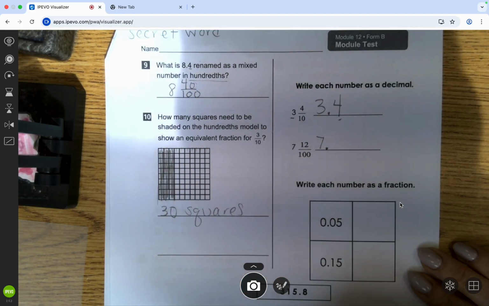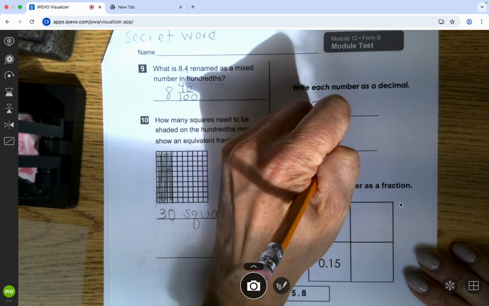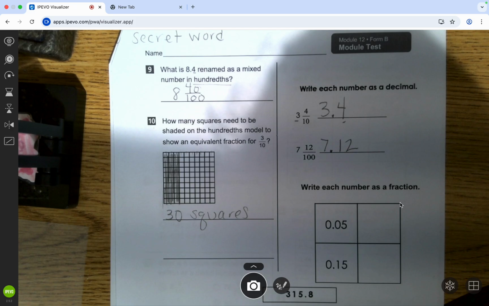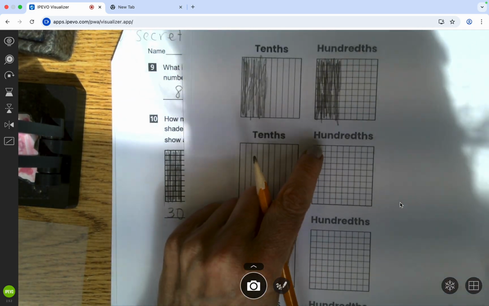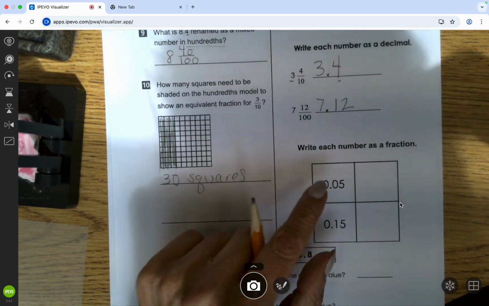7 and 12 hundredths. 12 hundredths. It's a 2-digit number. There's going to be a number in the tenths place and the hundredths place. So we're all set. Right? So it would be 7 whole and then 12 hundredths filled in. Now let's write this as a fraction.